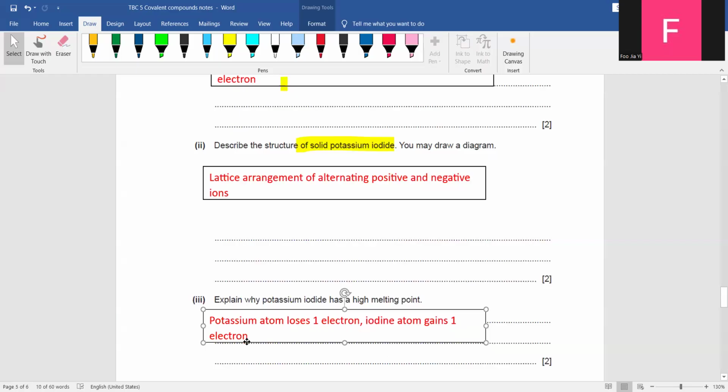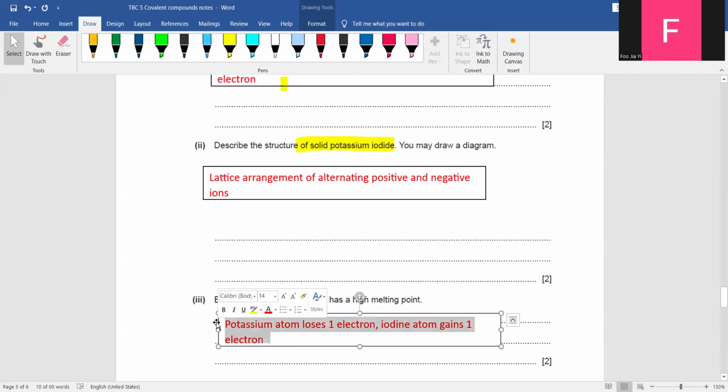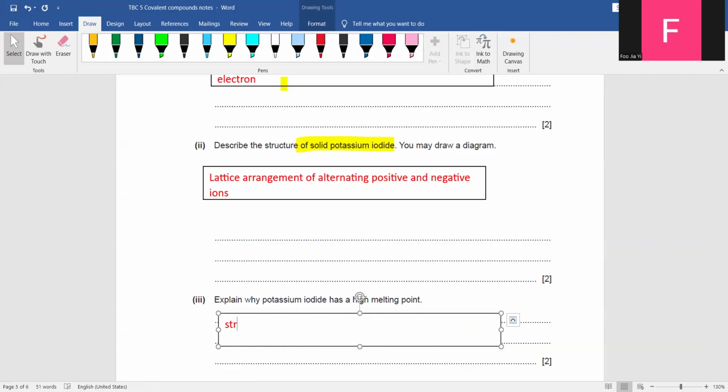Strong forces of attraction between positive and negative ions. Okay, so what is the name of the force of attraction? Strong electrostatic forces of attraction between oppositely charged ions.